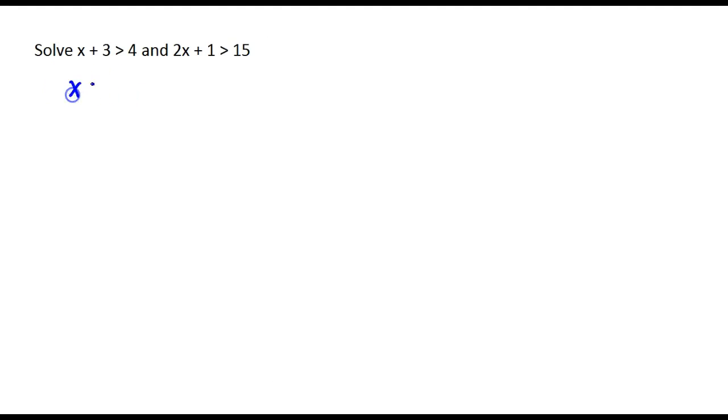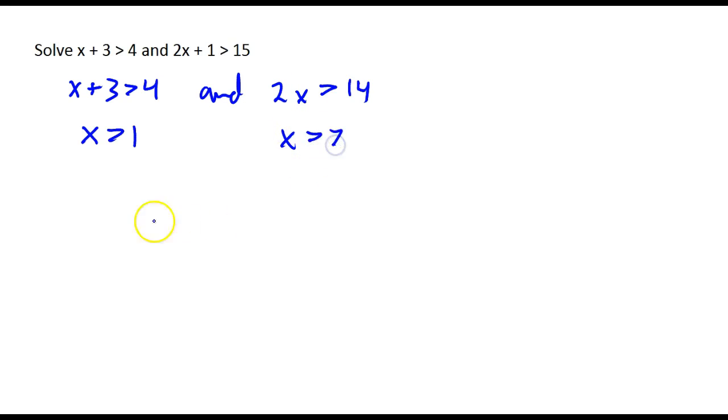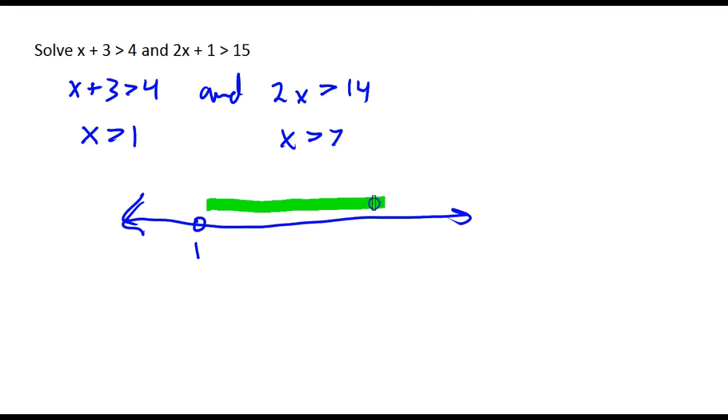Let's solve this compound inequality. Now I've got x plus 3 is greater than 4, so x is greater than 1, and 2x is greater than 14, so x is greater than 7. If we graph this on a number line, I've got an open circle at 1, and x is everything greater than 1. And I have an open circle at 7, and x is everything greater than 7.